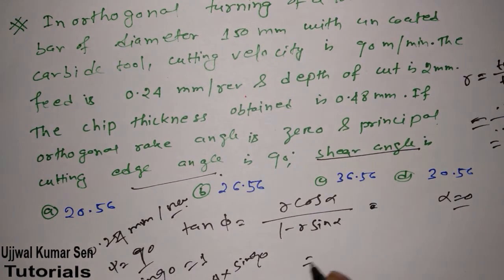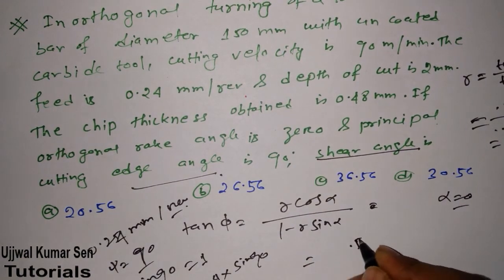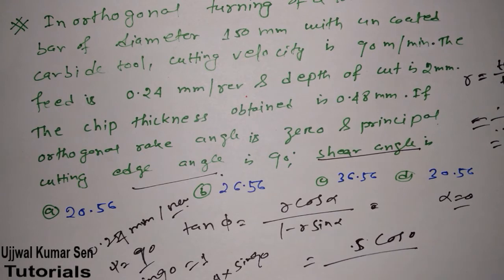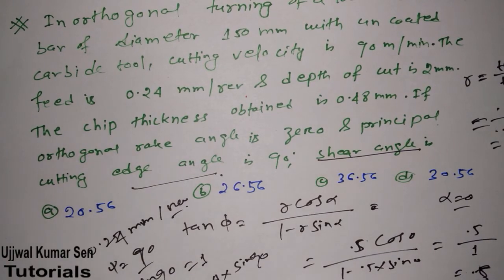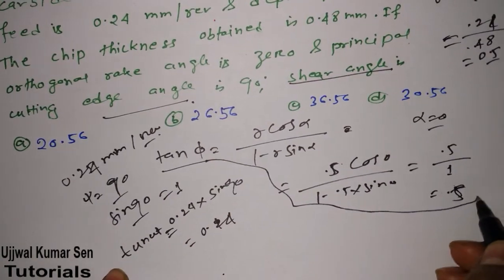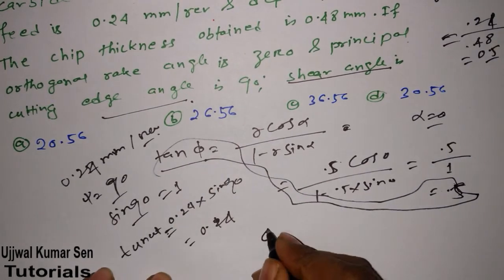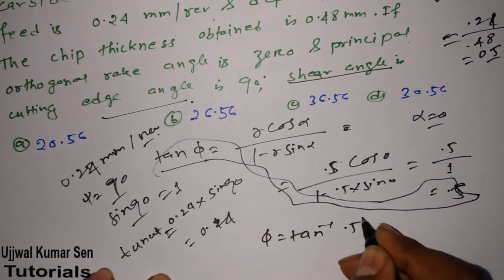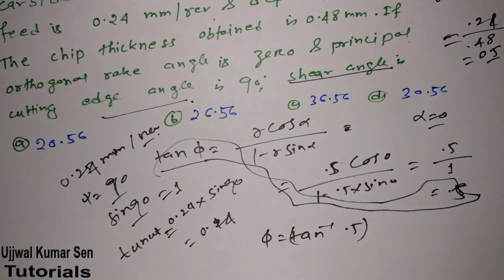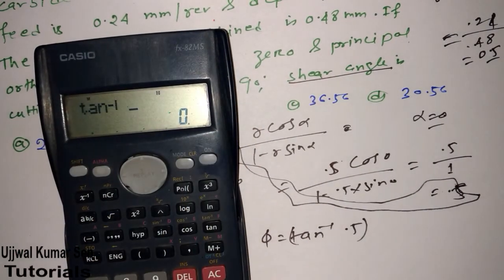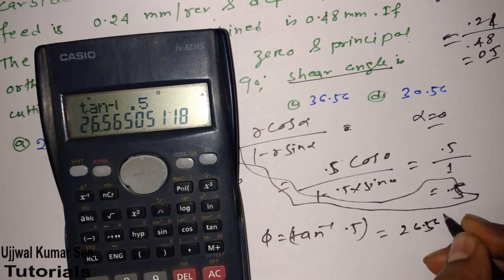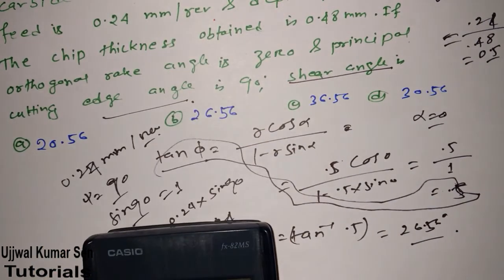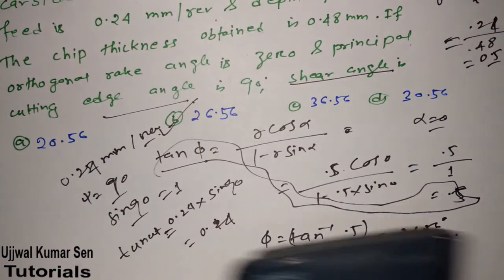So we have to put these two values here: 0.5 cos 0 over 1 minus 0.5 sin 0. Cos 0 is 1, and sin 0 is 0. So we got tan phi is equal to 0.5. So phi is equal to tan inverse 0.5. Now we need to use a calculator. Tan inverse 0.5 is equal to 26.56 degrees. So B is the right answer for this question.